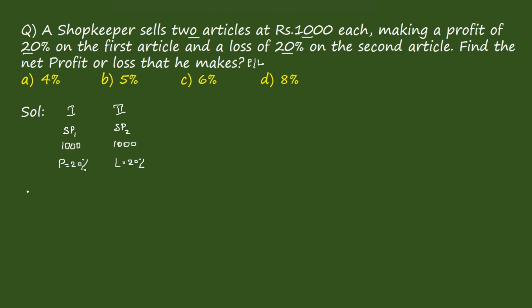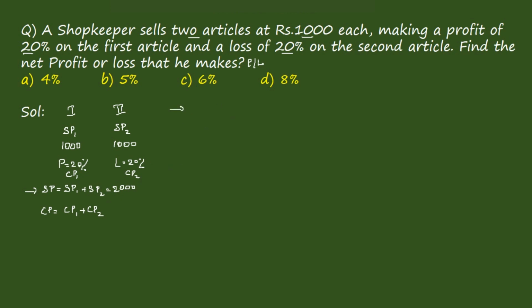First we define the total selling price and cost price, by which we can find out whether it is a profit or loss, right? The total selling price is SP1 plus SP2, which is equal to 1000 plus 1000, it becomes 2000, right? And for the total cost price, if we consider cost price 1 here and cost price 2 here, then the total cost price is equal to cost price 1 plus cost price 2. We have to find each of them, right?